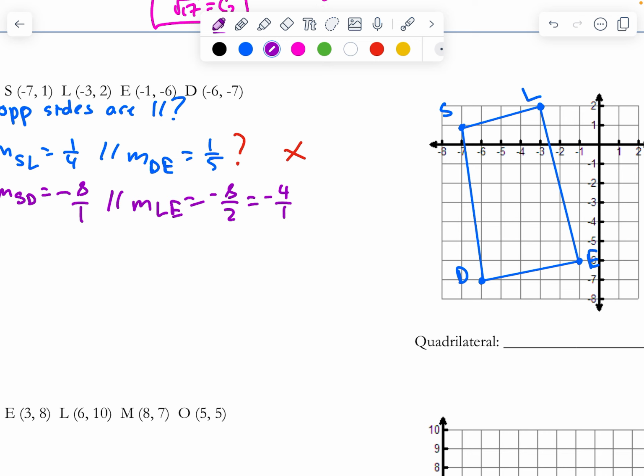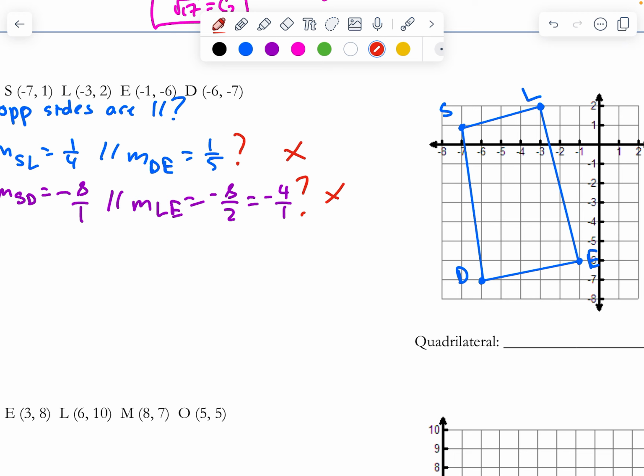That doesn't seem right, right? Well, let's take a look. 1, 2, 3, 4, 5, 6, 7, 8 over 2. Yeah, we were right. Negative 8 over 2. So knowing this, these are not parallel, right? And because these are not parallel, it has to be either a quadrilateral or a kite.